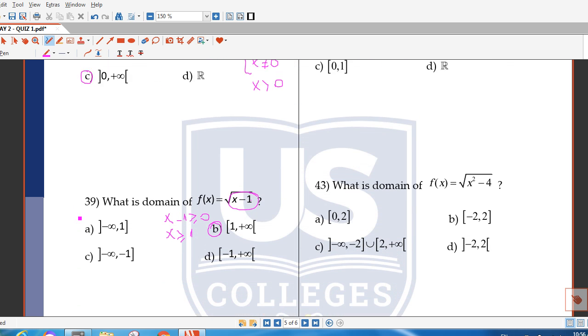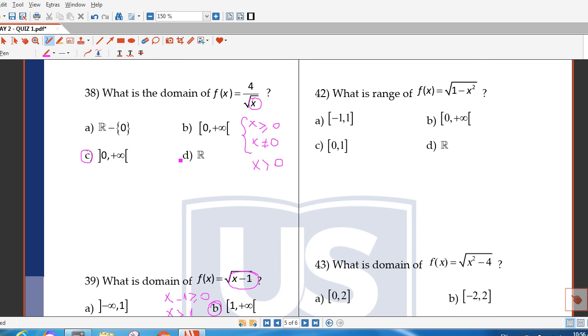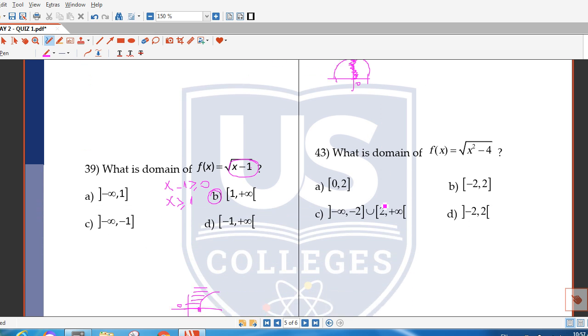Question 42, range of root of 1 minus x squared. It is a semicircle, so we are going to use the rule. So from 0 to 1 will be the answer, since the figure will be like this, and from 0 to 1 will be the possible values of y to sketch the graph. So it is the range of the given function.